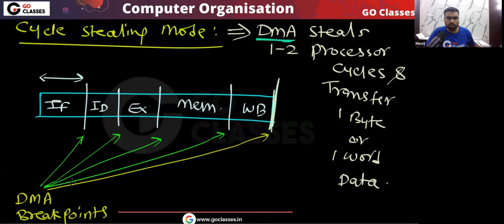So here there are two situations you need to consider. Let's assume the DMA request has come at this point. Let me write it. Let's assume the DMA request has come at this point. Now what will happen? Let's assume the DMA request came here.